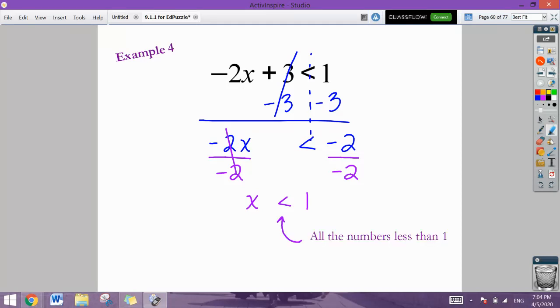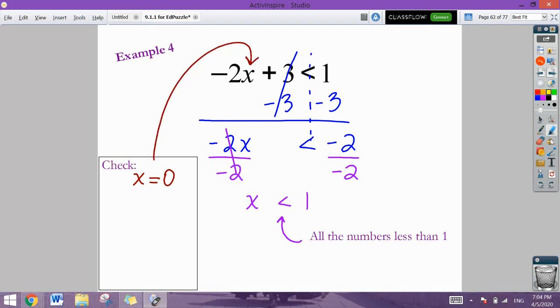Now I'm going to tell you right now that the reason why this problem is harder is that's actually not the right answer. And I'll show you why. I'm going to check one of the solutions. So we're saying all the numbers less than 1 should be solutions to that inequality, right? So let me check a number that is less than 1. I have it on the side right here. I'm going to check the solution 0 because 0 is less than 1, right? So what I'm going to do is I'm going to take that 0 and I'm going to plug it back into the inequality to check to see if it comes out true. So I'm going to plug it in right there for x.